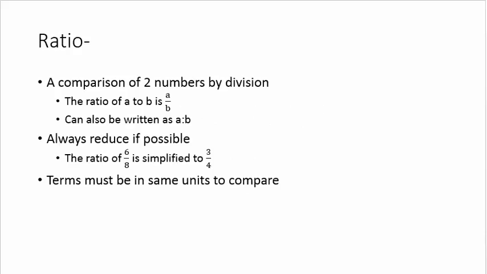So a couple of definitions to start. A ratio is a comparison of two numbers by division. So if someone were to say the ratio of A to B is A over B, it can be written, it looks like a fraction, or it could also be written using a colon. So you see here A to B, that's how that's read here at the bottom. We always reduce if possible, so a ratio of 6 to 8 is simplified to 3 over 4. And also, if you're going to compare ratios or compare terms, they must be in the same units.